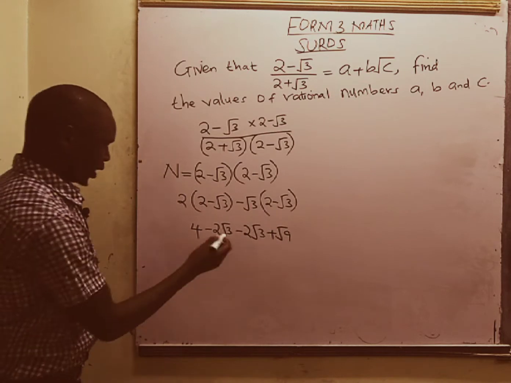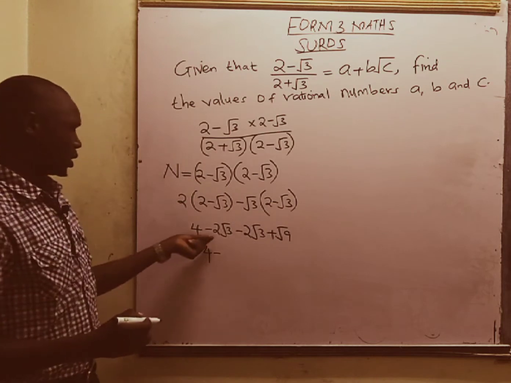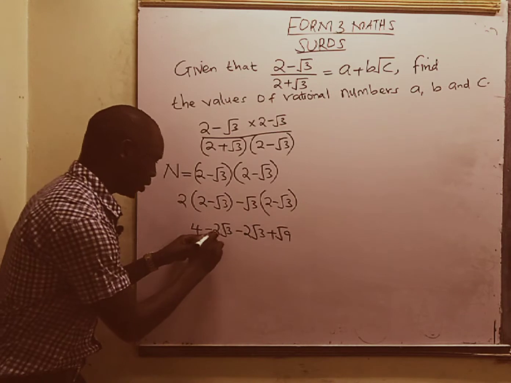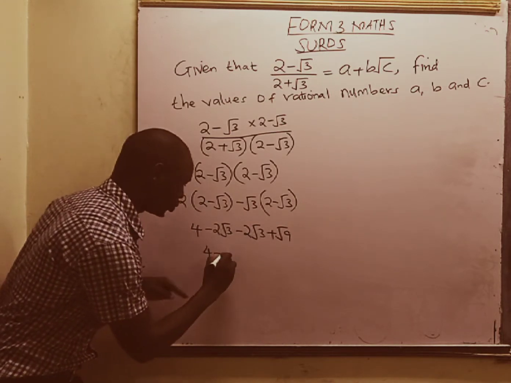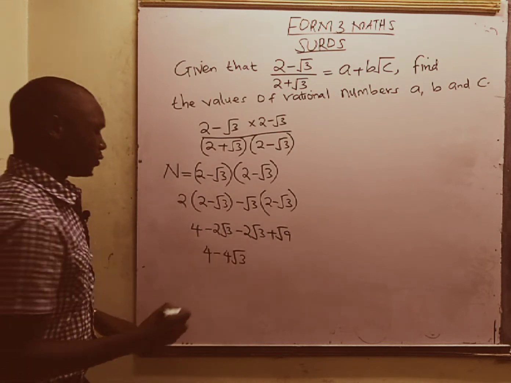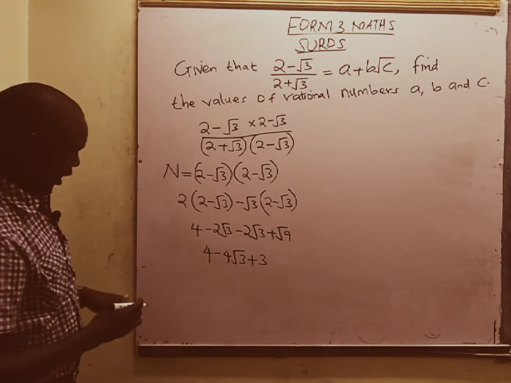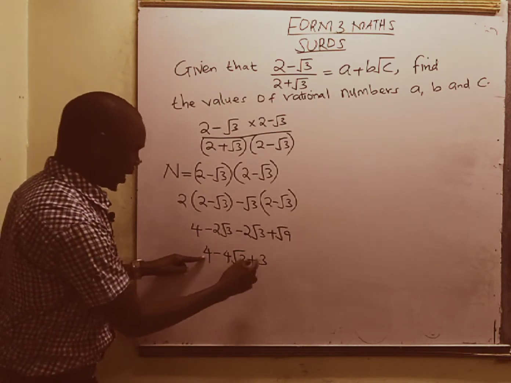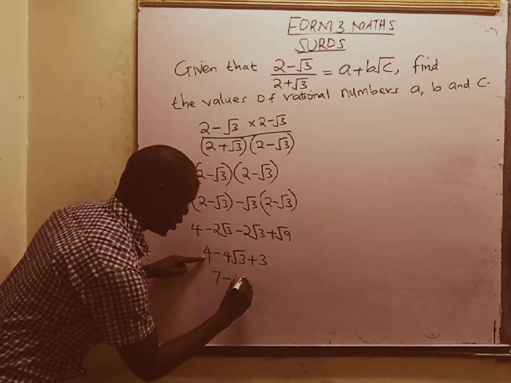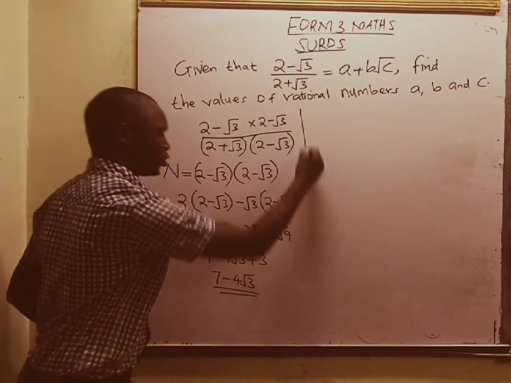From here now, we can go down and simplify. We have our 4, minus 2 root 3 minus 2 root 3. In total, we are going to have negative 4 into the root of 3. Then the square root of 9 will be 3. From here, we can collect the like terms. That is, take 4, you add 3 to give us 7, then minus 4 into the root of 3. And by so doing, you have worked out the numerator.